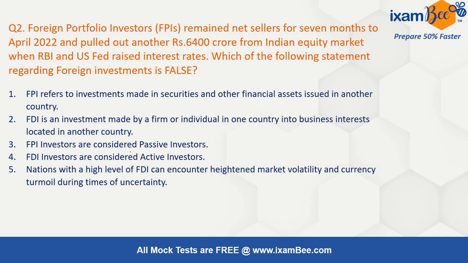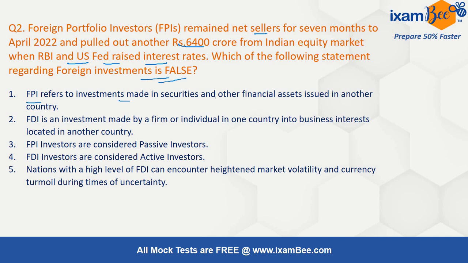Coming to the second question: FPIs remained net sellers. Foreign portfolio investors have been net sellers for the last 7 months. Another 6,400 crore was pulled out from the equity market of India when RBI and the US Fed raised the interest rate. The next day the US Fed also raised their interest rate by half a percentage point. Which of the following statements regarding foreign investment is false?